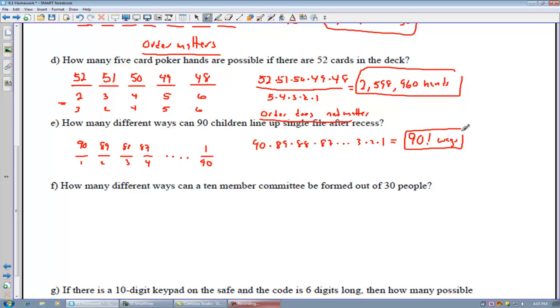All right, this number is actually too big for your calculator to crunch. So you can write it down in that shorthand form, or just write it down like this: 90 times 89 times 88 times and so on, down to 3 times 2 times 1. Now here the order certainly matters.